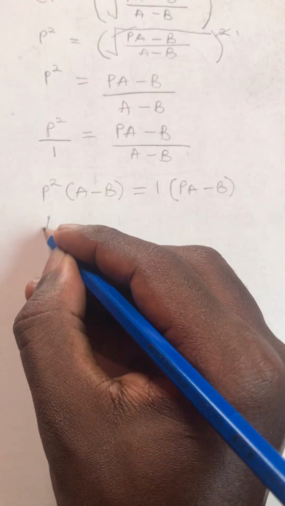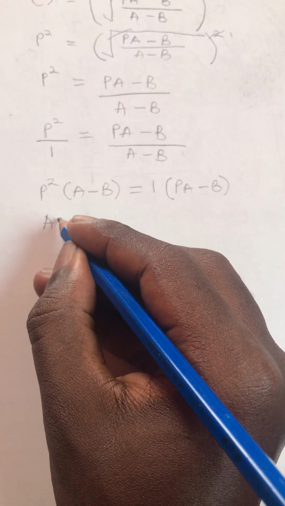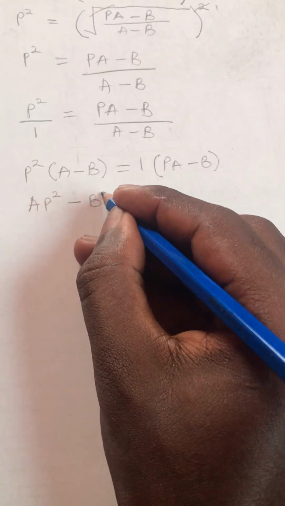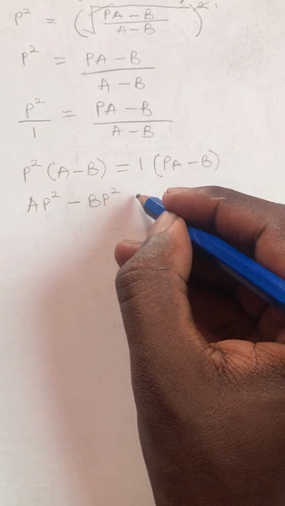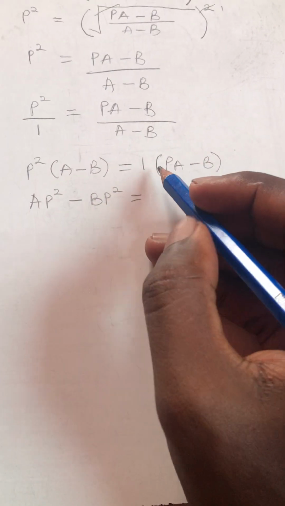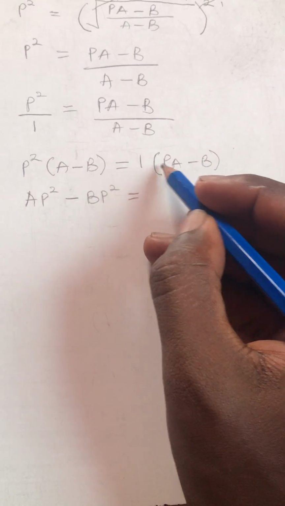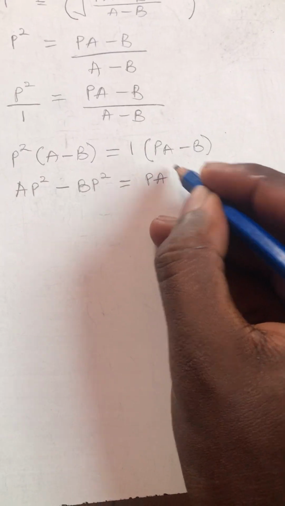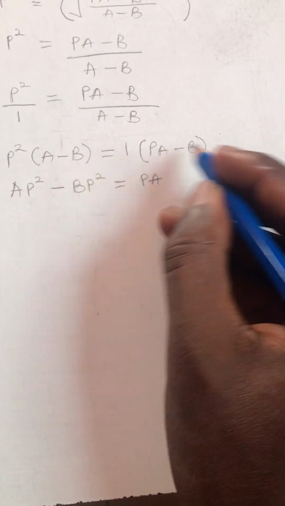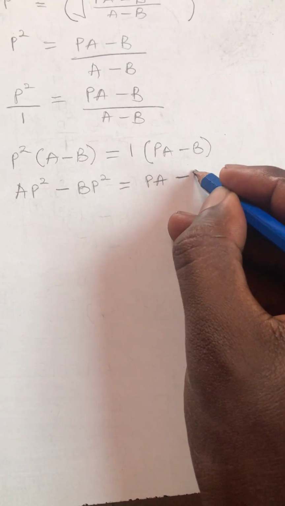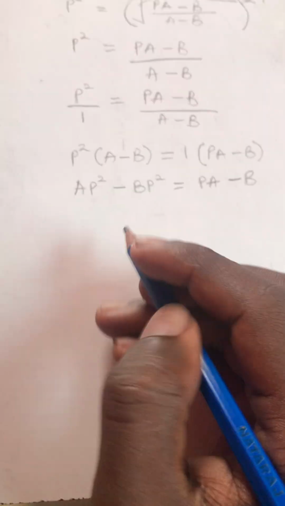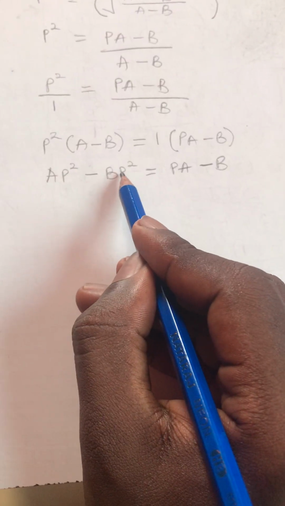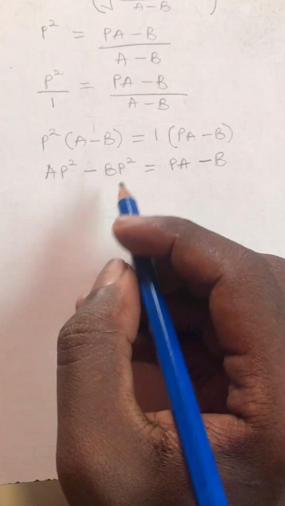our new equation to be AP squared minus BP squared equals positive 1 multiplying positive PA will give us PA, positive 1 multiplying negative B will give us negative B, right? So we have our new equation to be AP squared minus BP squared equals PA minus B, right?